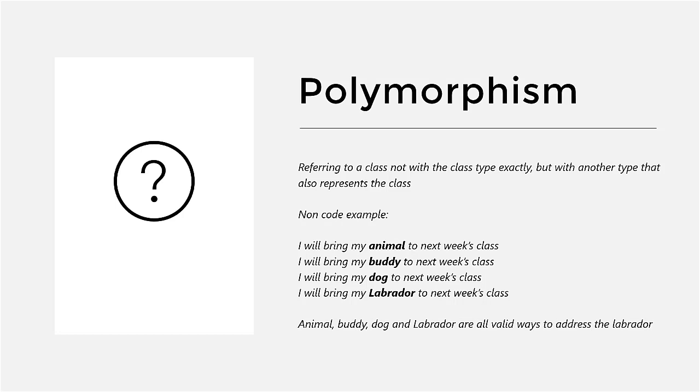It means that you are referring to a class with not the class type exactly, but with any other type that also represents the class. Well, that sounds vague, so let's give you a non-code example.